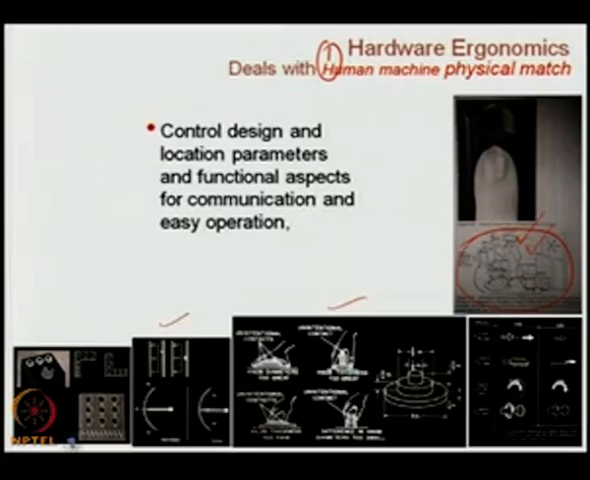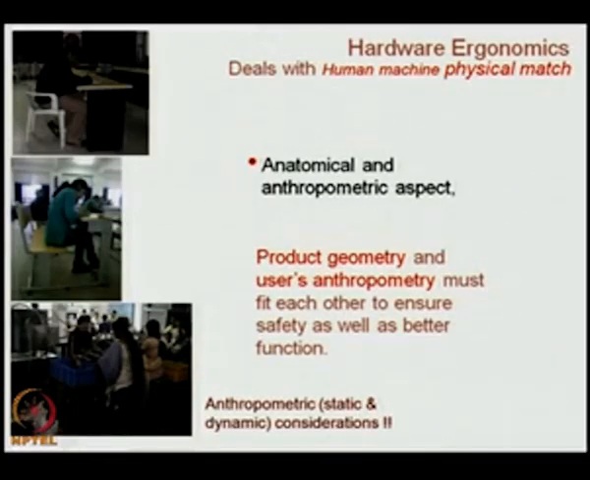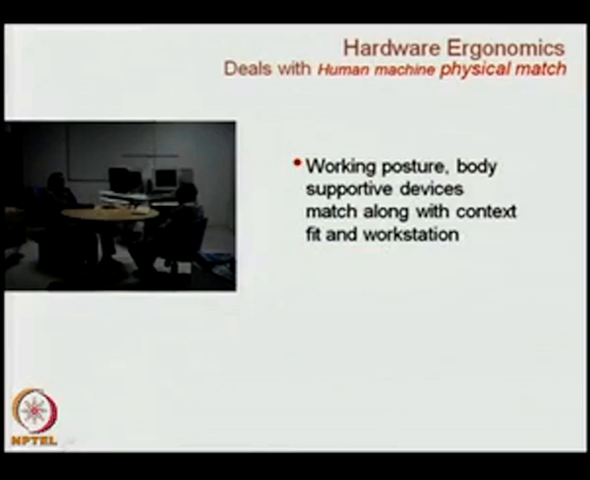hardware ergonomics. Now, another thing, anatomical and anthropometric aspects. Here, how to sit easily, comfortably, that way, that is the product geometry and users' anthropometry must fit each other to ensure safety as well as better function. Here, anthropometry, that is static and dynamic considerations, needs to be considered. In this case, working posture, body supportive devices, that is seat, bed etc., match along with the context fit and workstation.